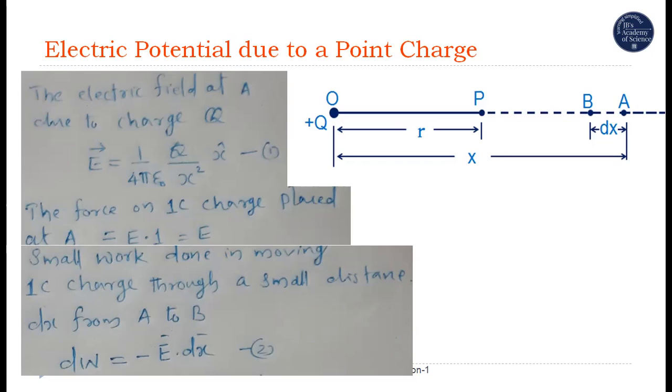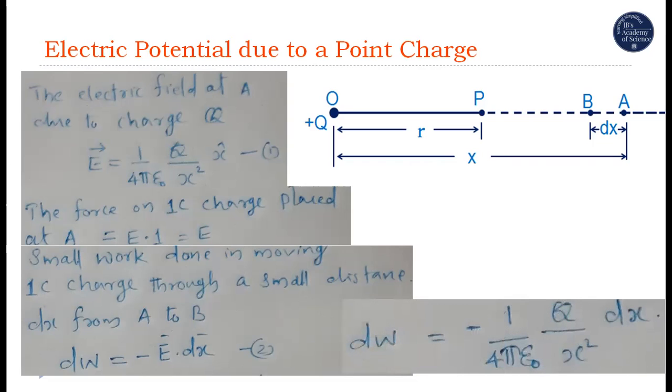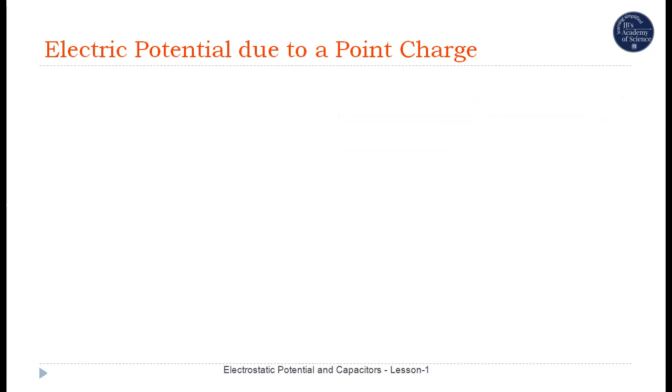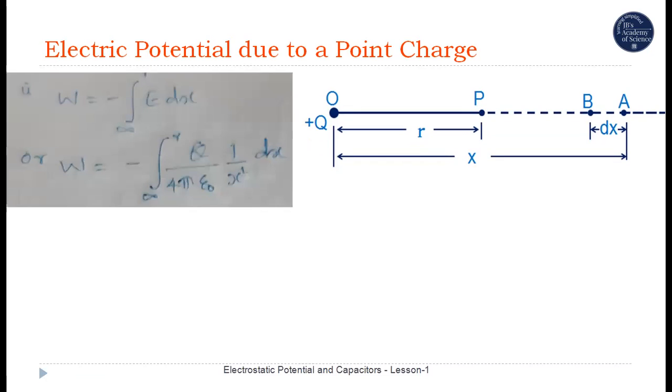Force into distance is work. So here force on 1 coulomb charge is E. Therefore, dW is equal to minus E vector dot dx vector. Here work is done against the electrical forces, so it is negative. That is dW is equal to minus 1 by 4 pi epsilon 0 q divided by x square into dx. We are substituting for E. Now, we know the small work in moving the charge through a small distance dx.